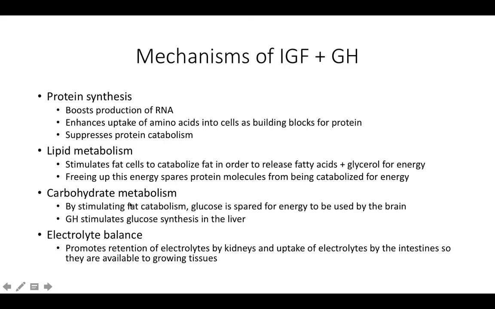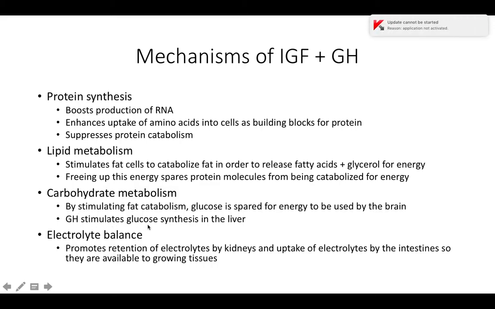It has a similar effect on carbohydrates as it does on protein. So we want to spare carbohydrates, and we do that by freeing up energy from fat cells. So we stimulate fat catabolism and therefore spare glucose. And this is really important because the brain depends on glucose. And so by sparing glucose, it can be utilized by the brain, and instead the other tissues can use lipids for their energy source. The other thing it does is stimulate glucose synthesis in the liver. So we're going to create more carbohydrates by stimulating glucose in the liver.